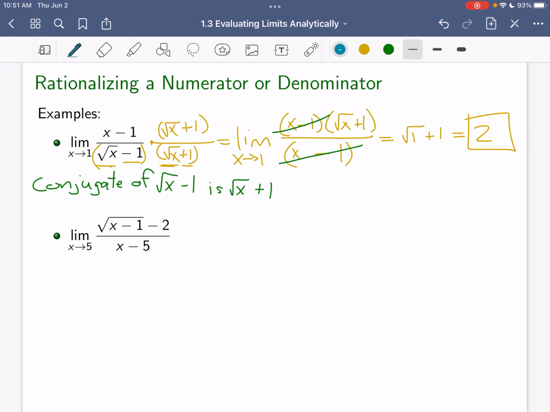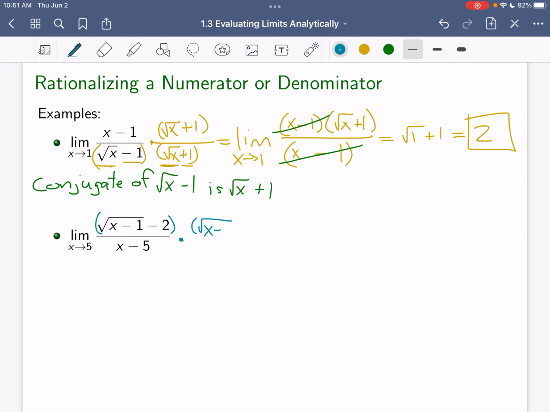Here we have the limit as x approaches 5 of the square root of x minus 1 minus 2 over x minus 5. If we were to plug in 5 directly, we're going to get 0 over 0. That's problematic. So let's see what we can do. Now at the top, I don't recognize how to factor that nicely, so I might consider multiplying both the top and bottom by its conjugate, by the conjugate of the top.